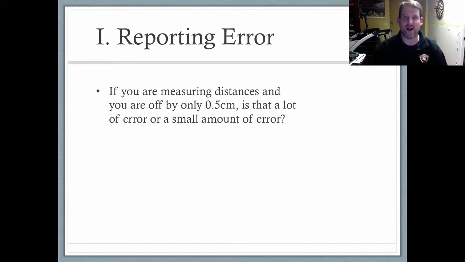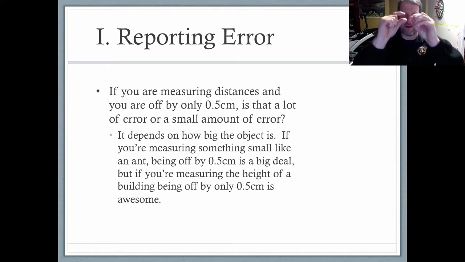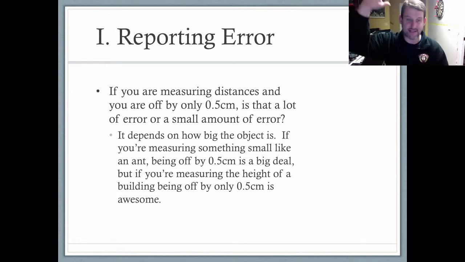All right, so you guys have all had a chance to discuss that. And I'm hoping that you came to the realization that this much error, 0.5 centimeters, could be a big deal or it could be no big deal depending on what you're measuring. The key here is, what are you measuring? Now, if you're measuring something really small, like a little ant on the ground, that's like this long, and being off by this much, it's like, well, that's ridiculous. That's way off. Whereas if you're measuring the height of a building instead, it's like being off by this much for the height of an entire building. Well, that's fantastic measurement.